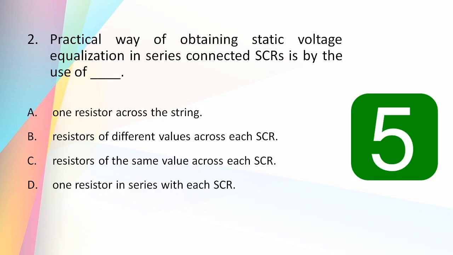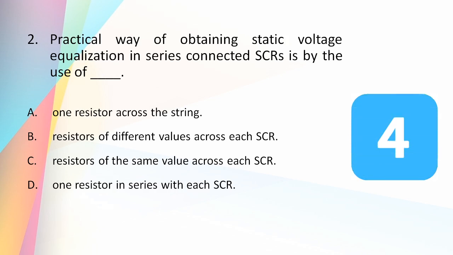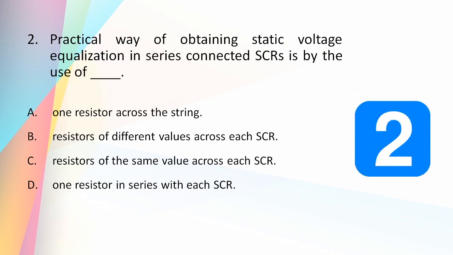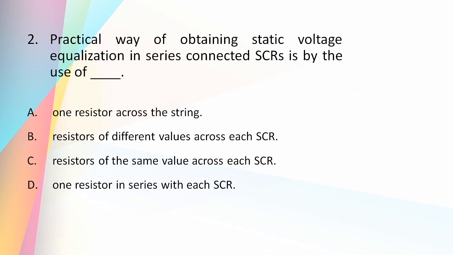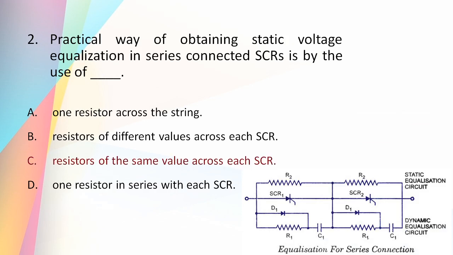Practical way of obtaining static voltage equalization in series connected SCRs is by the use of one resistor across the string, resistors of different values across each SCR, resistors of the same value across each SCR, one resistor in series with each SCR, and here you go. And the answer is resistors of the same value across each SCR.